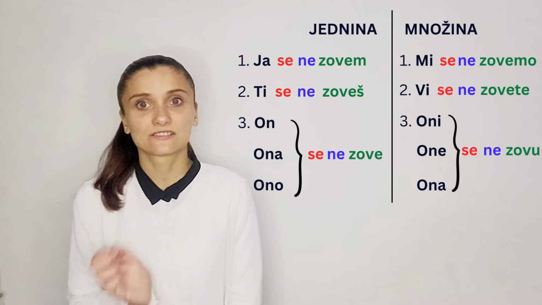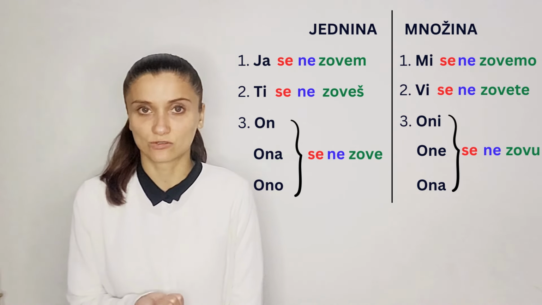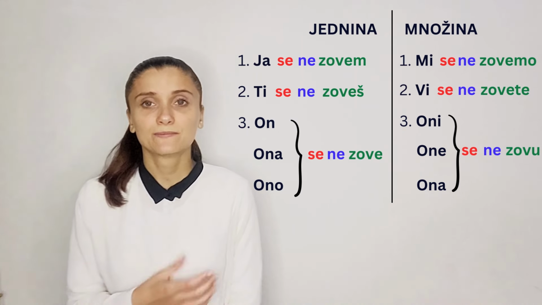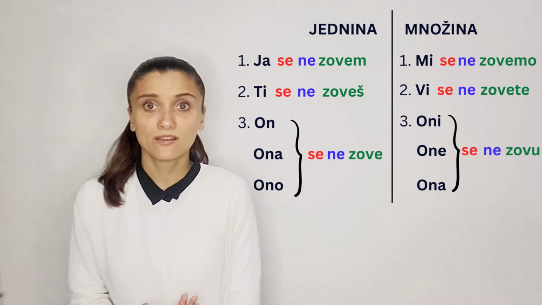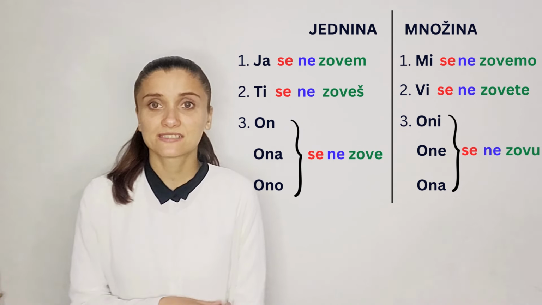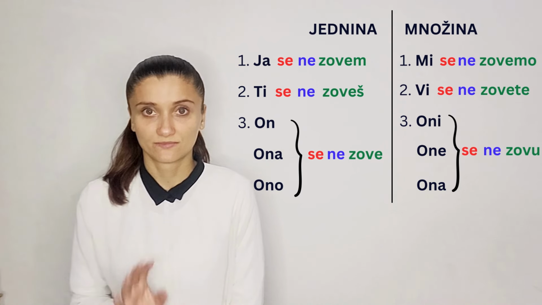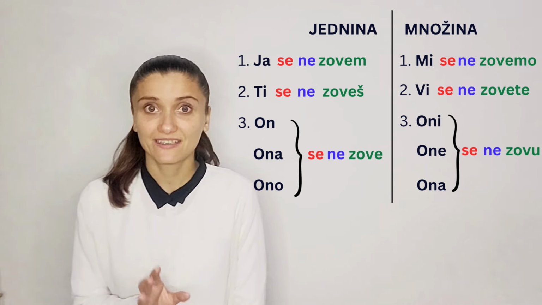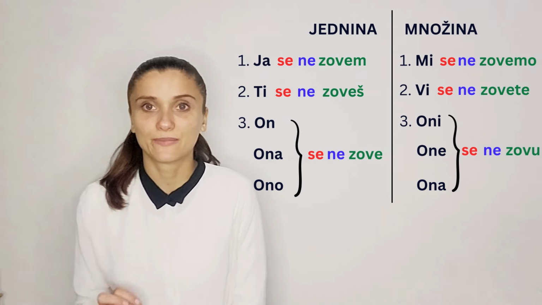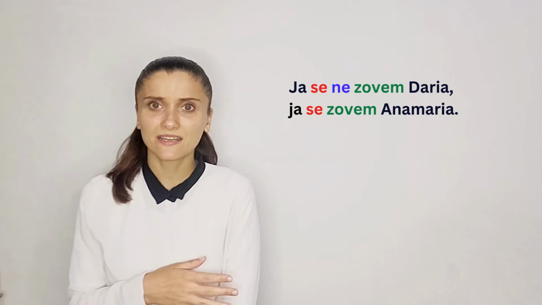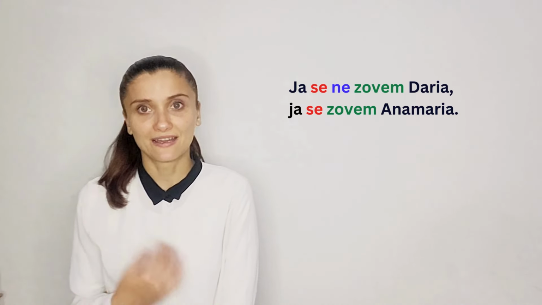So, it would look like this. Ja se ne zovem, ti se ne zoveš, on, ona, ono se ne zove, mi se ne zovemo, vi se ne zovete, oni, one, ona se ne zovu. Okay? So it's quite simple. You just put ne between se and the main part of the verb. For example, ja se ne zovem Daria, ja se zovem Ana Maria.